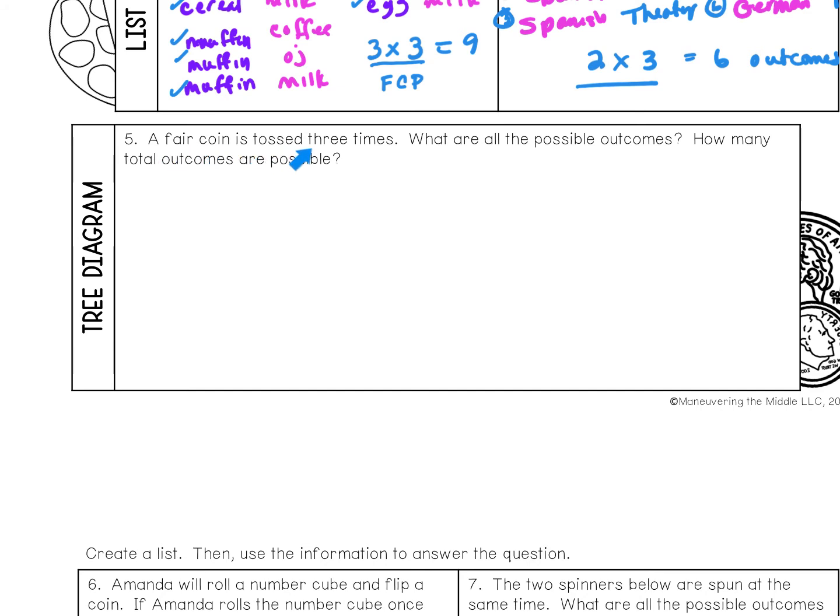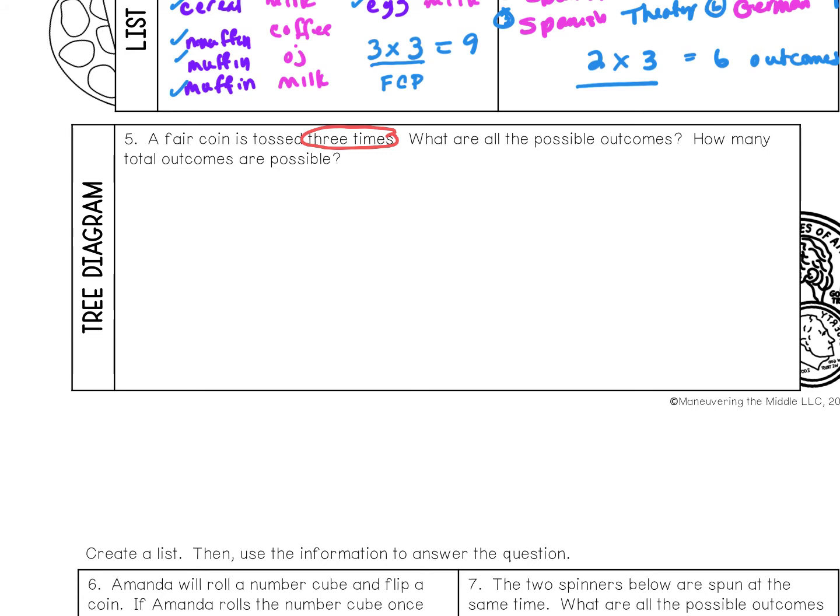A fair coin is tossed 3 times. What are all of the possible outcomes? How many total outcomes are possible? So let's really circle this, this is important. We're going to toss the coin 3 times, and each time we toss it, it could be heads or tails, heads or tails, heads or tails. So we're going to start this by drawing a tree diagram.